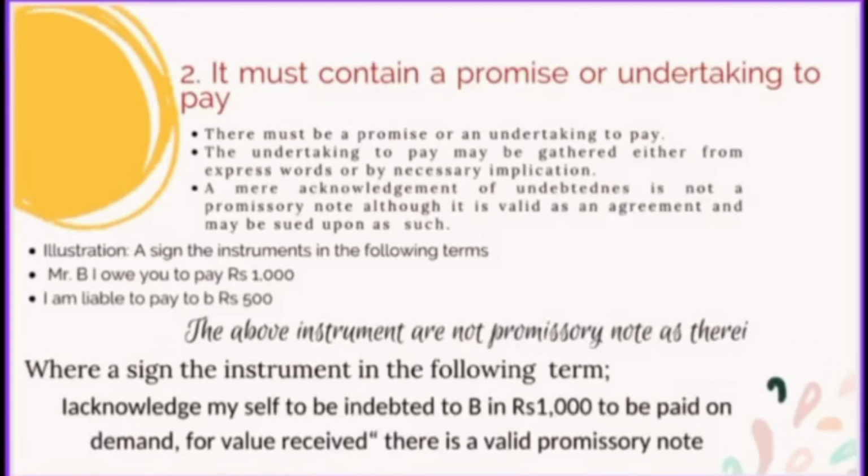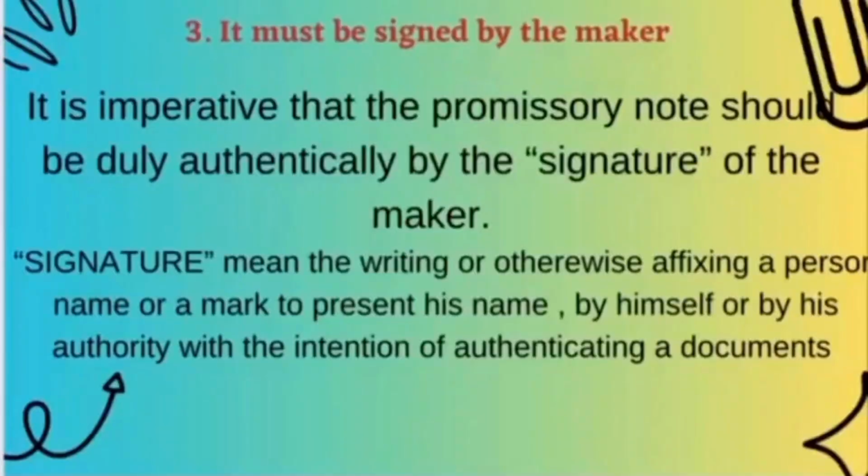So we assign the instrument in the following terms. The example is, I acknowledge myself to be indebted to B in Rs 1,000 to be paid on demand for value received. So mao ang valid nga promissory note. Number 3. It must be signed by the maker. It is imperative that the promissory note should be authenticated by the signature of the maker. Like dapat ang promissory note is naay signature sa maker kay it is important.